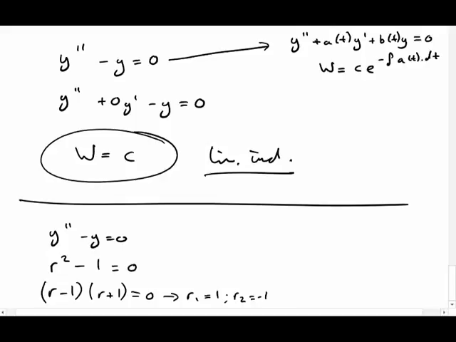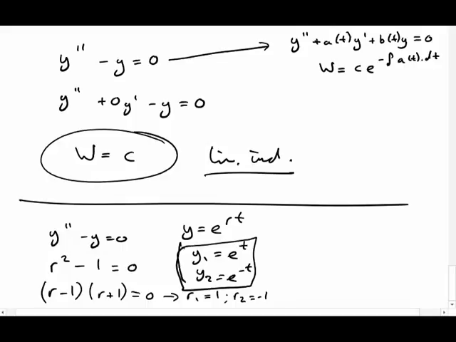So we seek a solution of the form y equals e to the rt. Therefore, y1 is going to be e to the r1 t, so it's just e to the t, and y2 is going to be e to the r2 t, so it's just e to the minus t. These are our two solutions. So now we're going to form the Wronskian. Normally we'd already be finished by now with Abel's theorem.